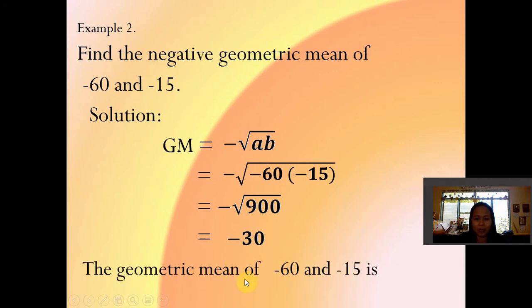So therefore, the geometric mean of negative 60 and negative 15 is negative 30. Okay, so that's for the second example.